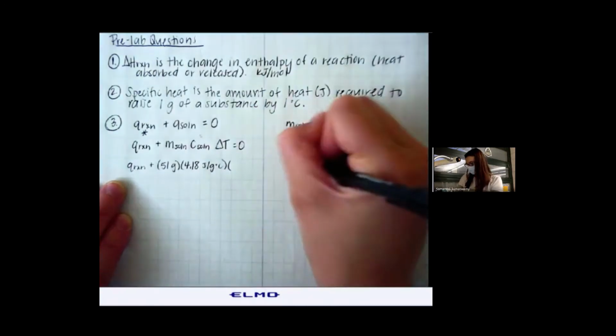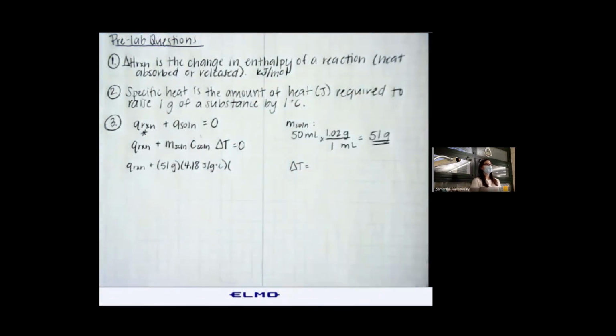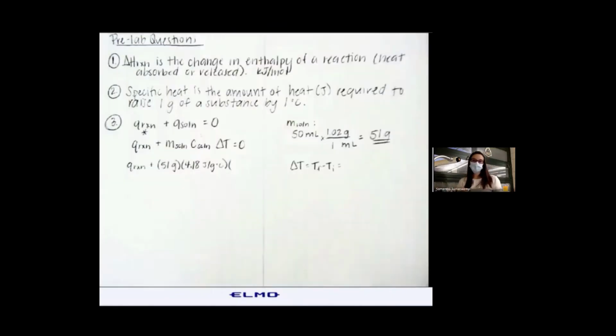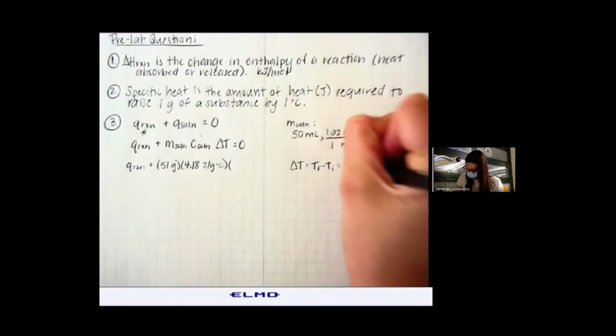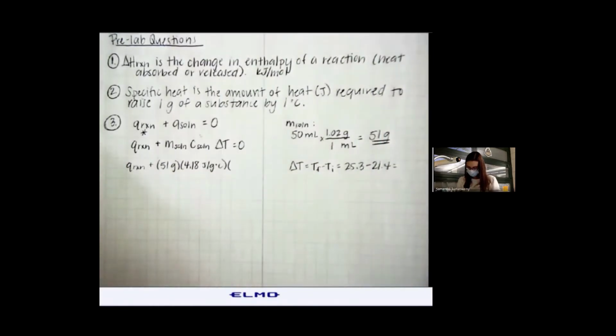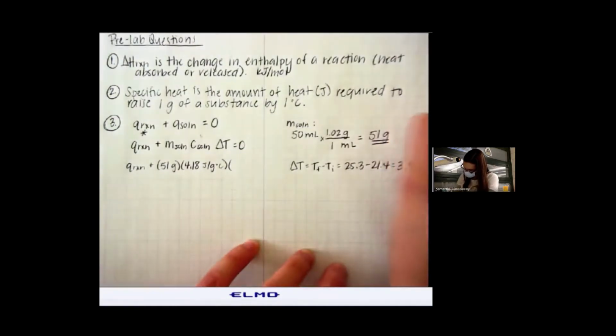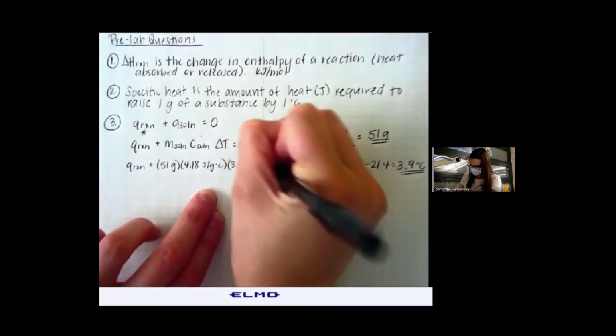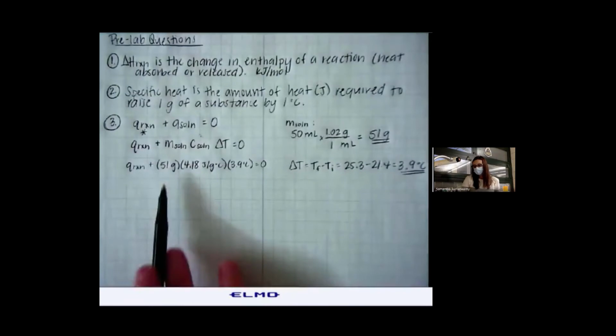And then delta T, I'm going to put over here. You don't have to show the delta T calculation. I'm just showing it so that way we remember. Delta T is always final minus initial. And so final was 25.3. Initial was 21.4. 3.9. There's our delta T, 3.9 degrees Celsius. So here we're calculating Q solution.